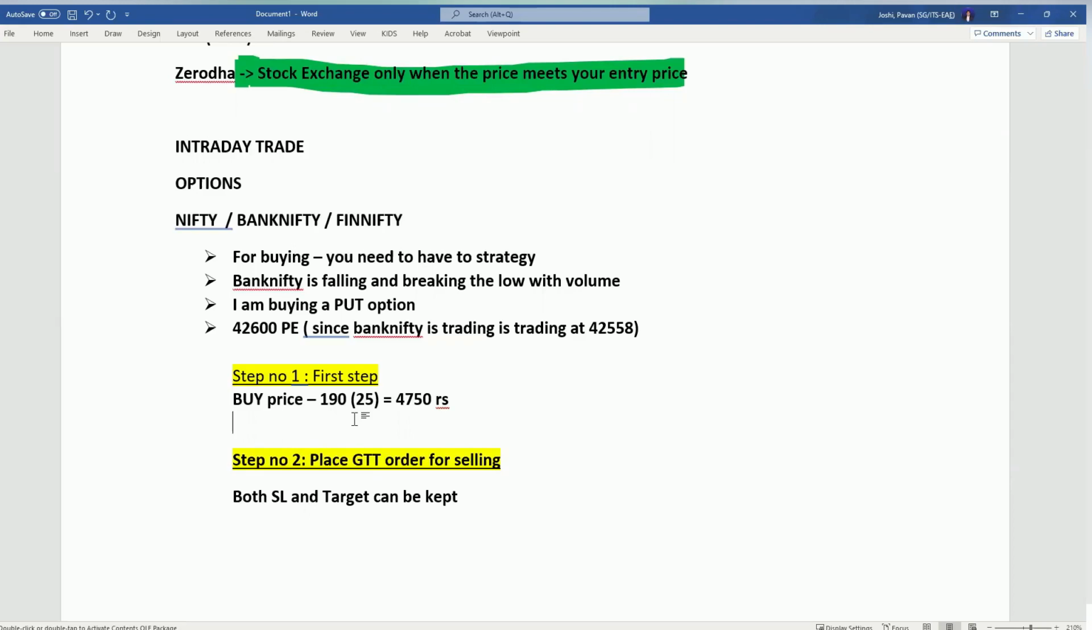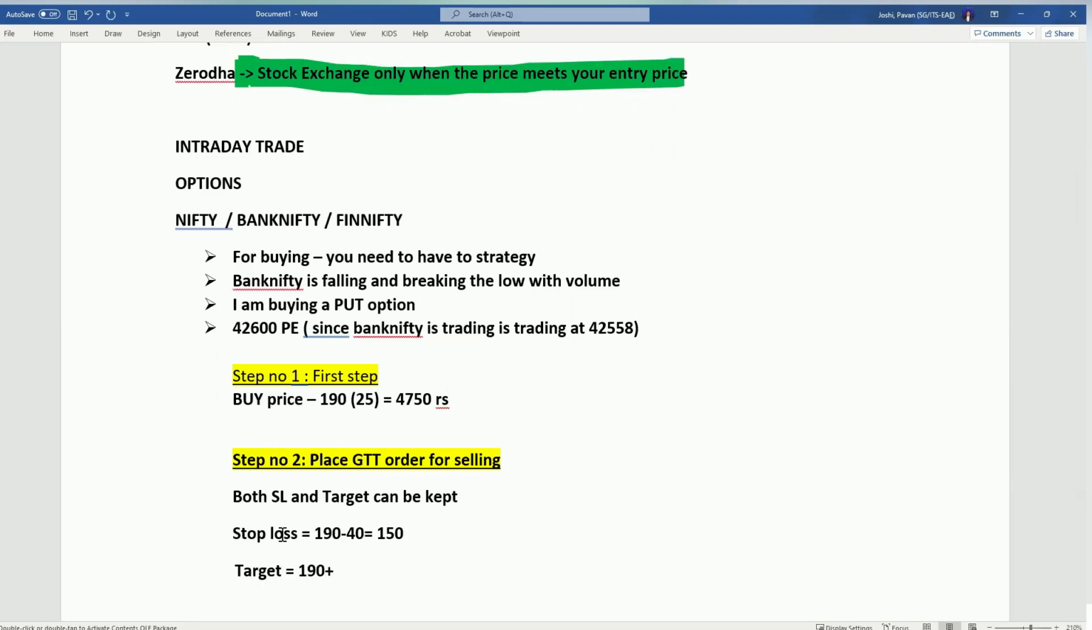So let's understand now what should be my stop loss and what should be my target. Usually most of the trades which I trade, I use only a 40-point stop loss. More than enough. A 40-point stop loss is what, 1,000 rupees, right? 40 points into 25 quantities in Bank Nifty is 1,000 rupees. And for a Nifty trade, I use maximum 20 points. That is again 1,000 rupees. So my stop loss is 190 minus 40, which is how much? 150 rupees. 150 points is my stop loss.